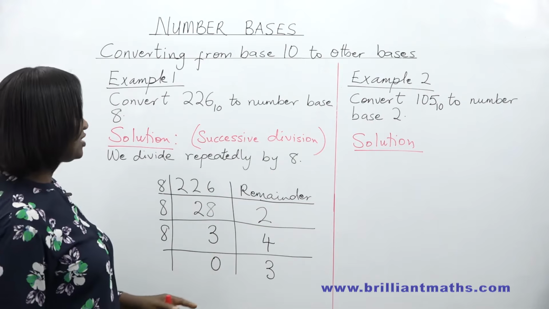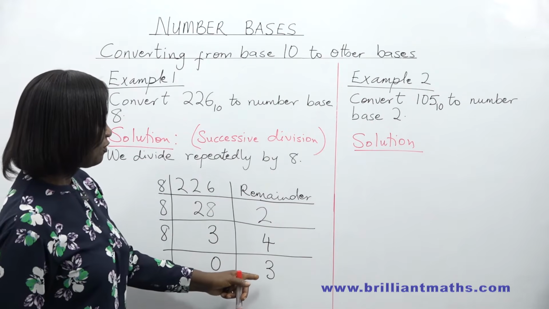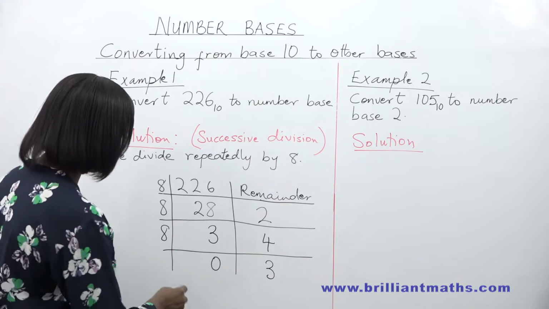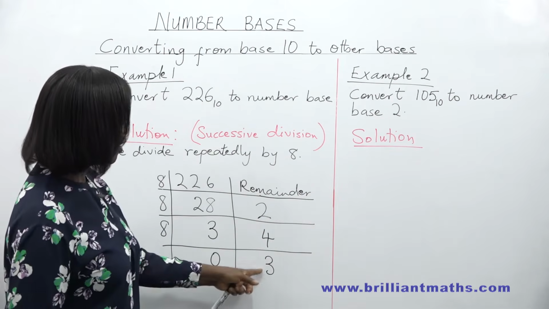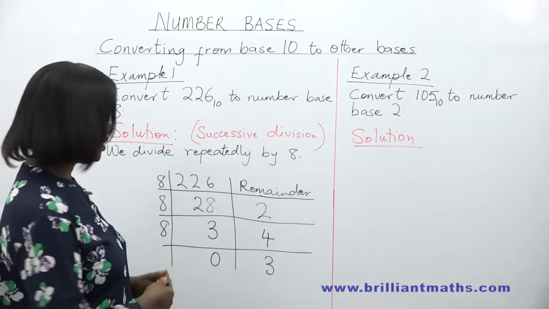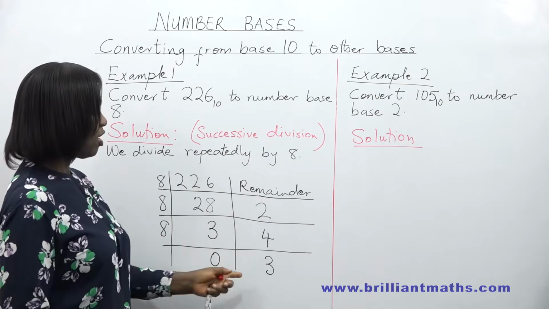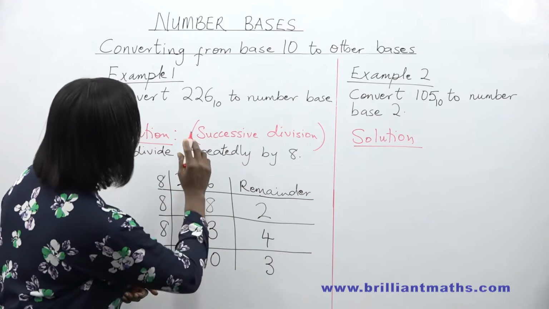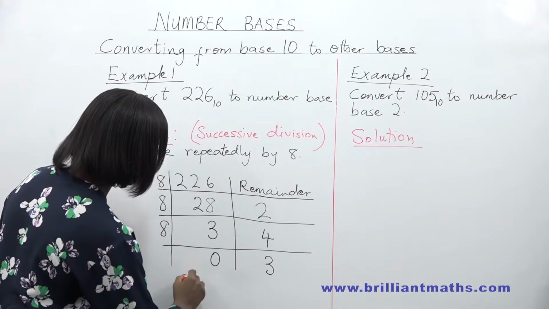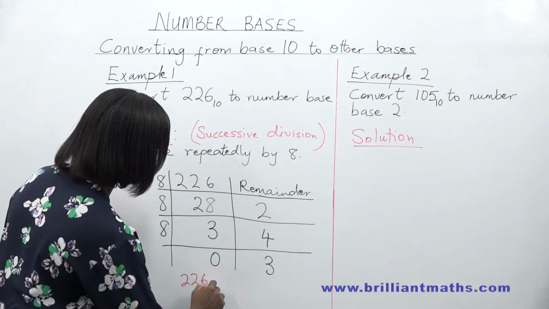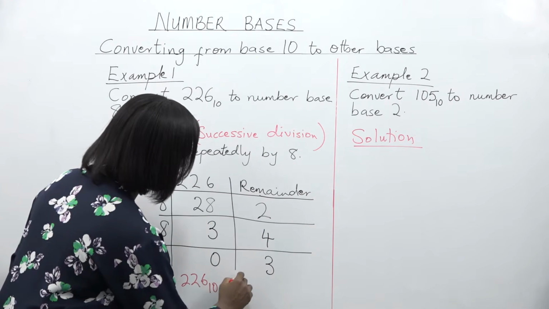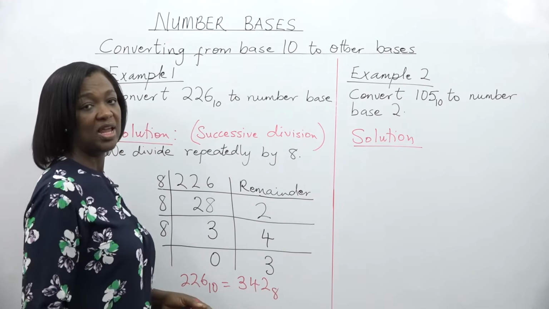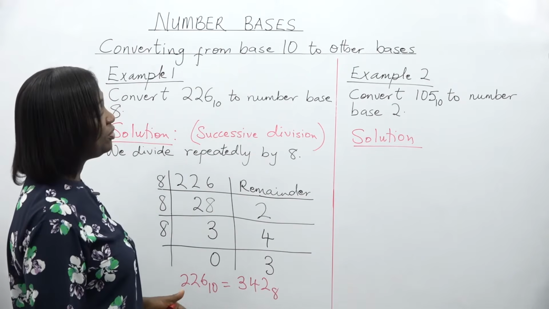So to write our answer, we would count from the bottom up. The answer is 342 base 8. You count upwards from the bottom. So 226 base 10 is equal to 342 base 8. Let's look at the next example.